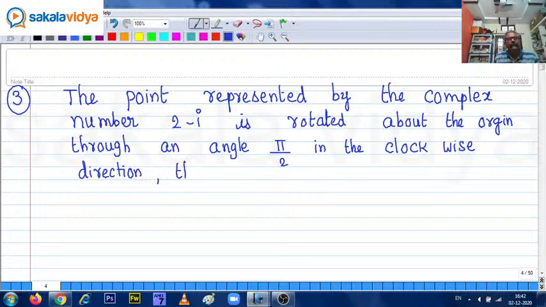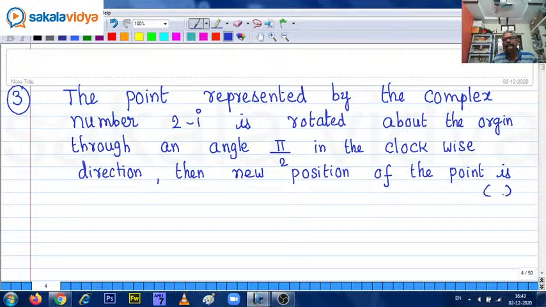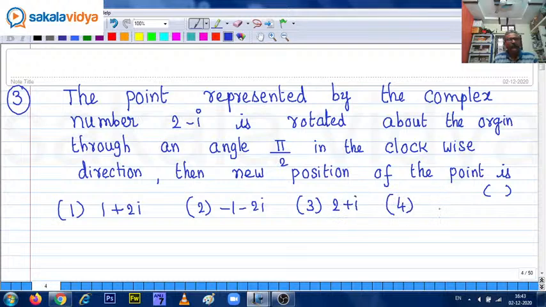Then the new position of the point is: first option 1 plus 2i, second option minus 1 minus 2i, third one 2 plus i, fourth one is minus 1 plus 2i. So all of you check this problem.